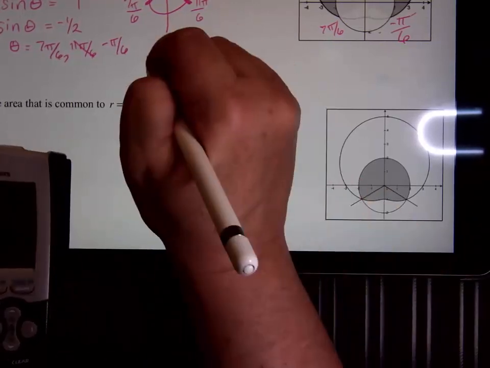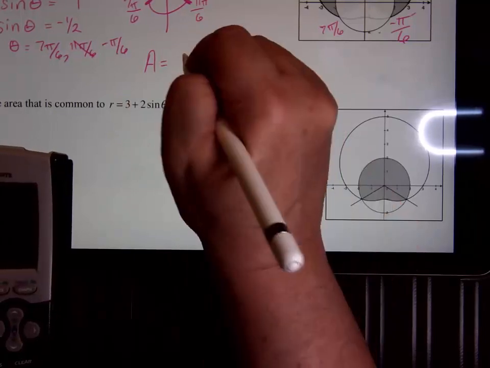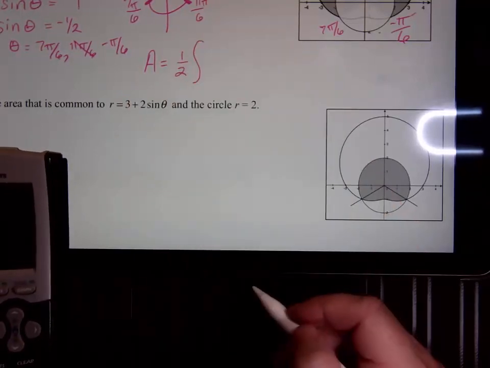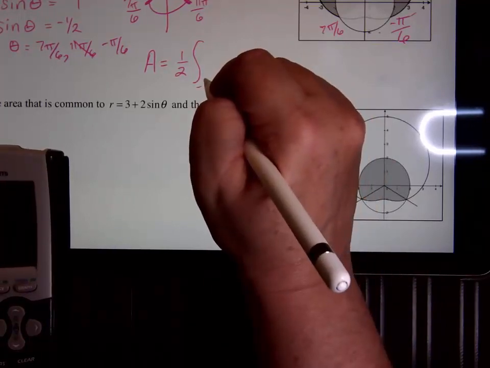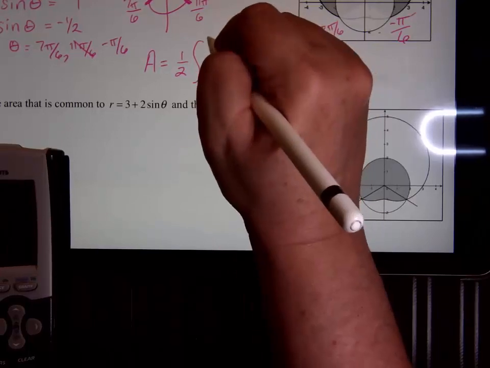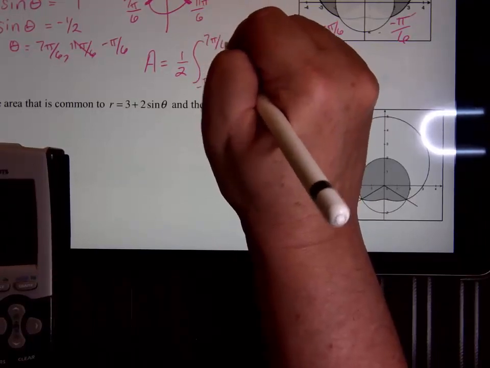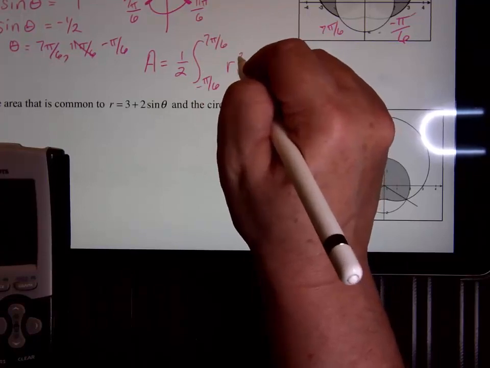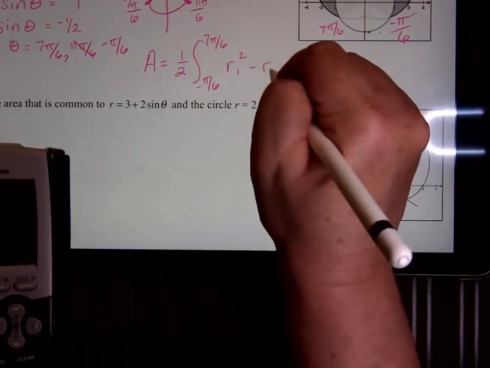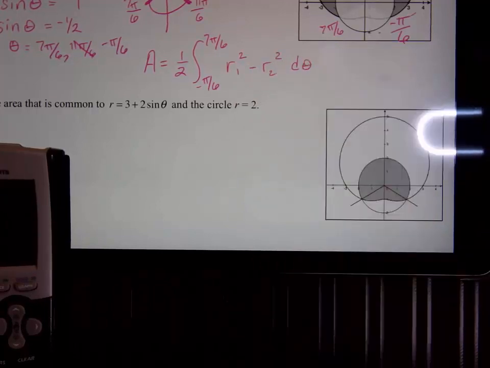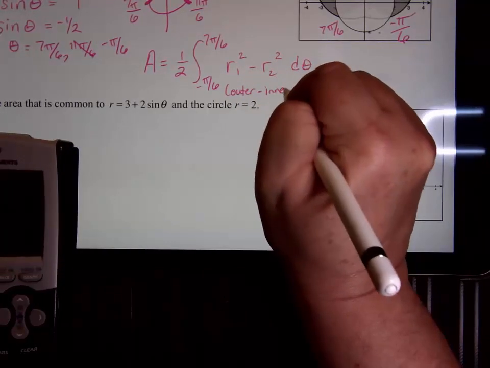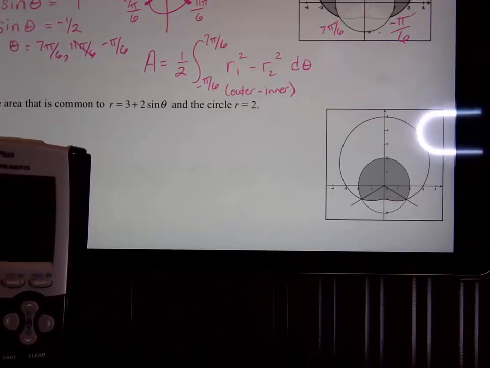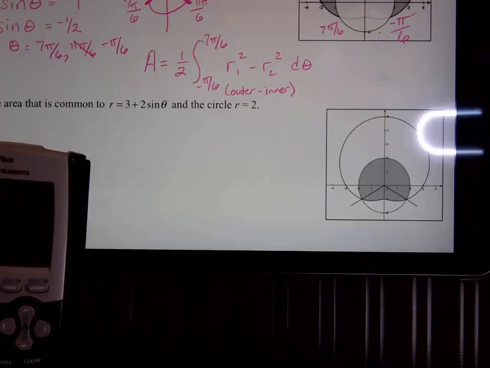The area equals 1/2 limits of integration are what? Negative what? Pi over 6 to what? 7 pi over 6. R1 squared minus R2 squared d theta. Remember, it's outer minus inner. Because they start and stop in the same location, it's just outer squared minus inner squared. Kind of like when we did washers. Remember big R squared minus little r squared? Same concept.